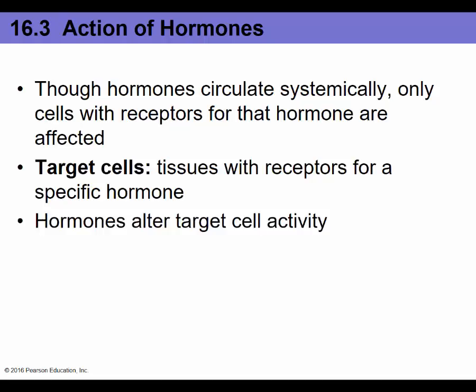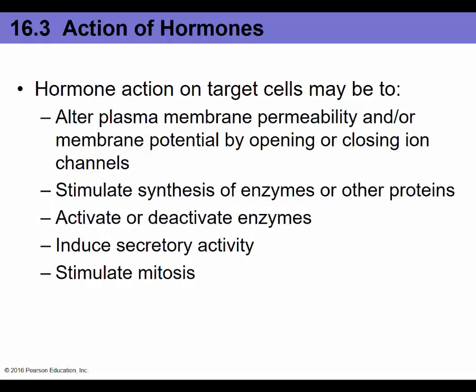Now, if those cells of the testes, of the seminiferous tubules, do not have receptors for testosterone, then they're not going to undergo spermatogenesis. So there has to be a specific receptor for that hormone in order for that cell to respond to that hormone and do what it's meant to do. So they have to have the receptors present. And there are different ways that hormones stimulate their target cells.